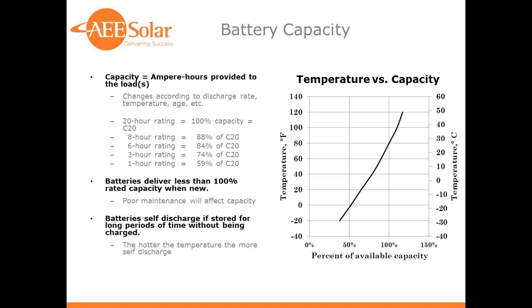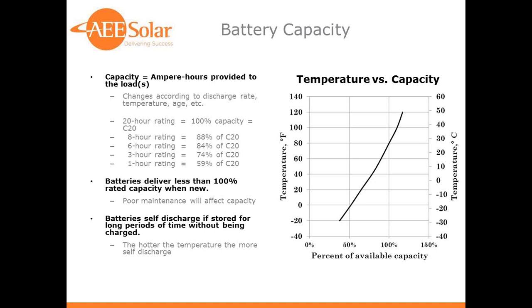It's also affected by temperature. As batteries get cold, they can deliver less apparent capacity. And conversely, if the battery gets hot, they can deliver more apparent capacity, although it greatly shortens the life of the battery, so we certainly don't recommend that. Batteries are essentially rated at 77 degrees Fahrenheit, and a C20 rate is very common.